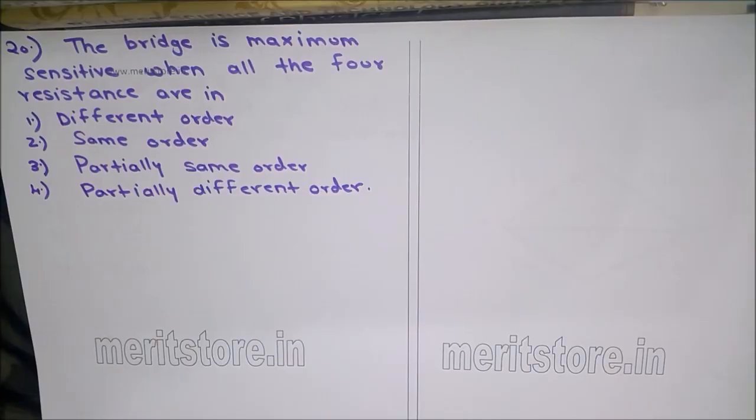The bridge is maximum sensitive when all the 4 resistances are, we've got 4 options: different order, same order, partially same order, partially different order.